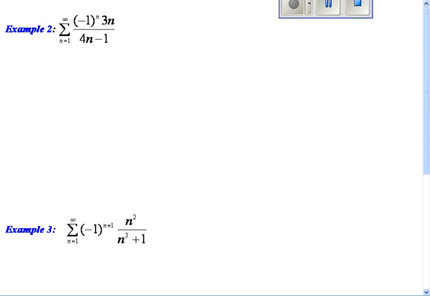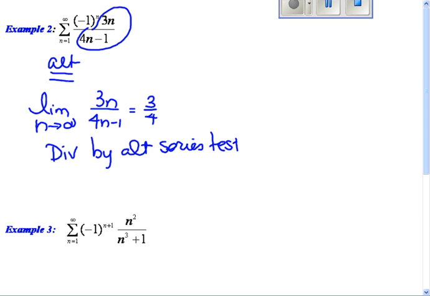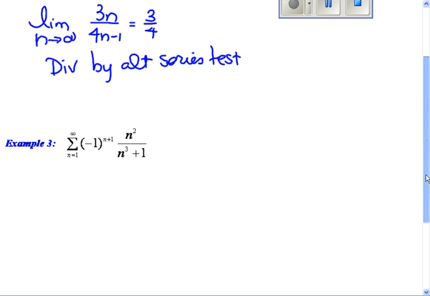Well, I don't know what number. This is alternating. It has to be decreasing, but it doesn't matter, because what we have to do is look at the limit first. This is easier to take that limit. Yeah, this is 3n over 4n minus 1. That's 3/4. That's all. It's not convergent because the limit is not 0. It's divergent. And you say, by the alternating series. So it's easy. Not that I know of, but that doesn't mean it doesn't exist.